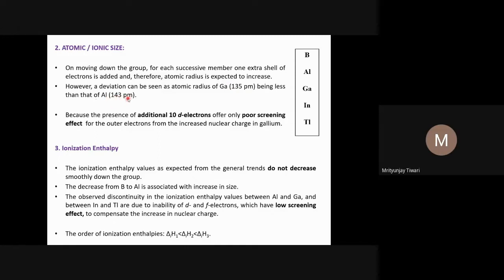or 143 picometer. It means gallium atomic size is smaller than aluminium, and the reason we have cited is the d block contraction, because after aluminium, when you go to the next group, you see that electrons will also go to 3d orbitals, and 10 electrons will go to 3d orbitals, so 10 protons will go to the nucleus. And electrons in d orbitals do not have that much screening effect, so the effective nuclear charge increases. Because of the increase in effective nuclear charge, we see atomic radius of gallium is smaller than that of aluminium. Then we see there is a very slight change in gallium and aluminium, and a slight increase further.